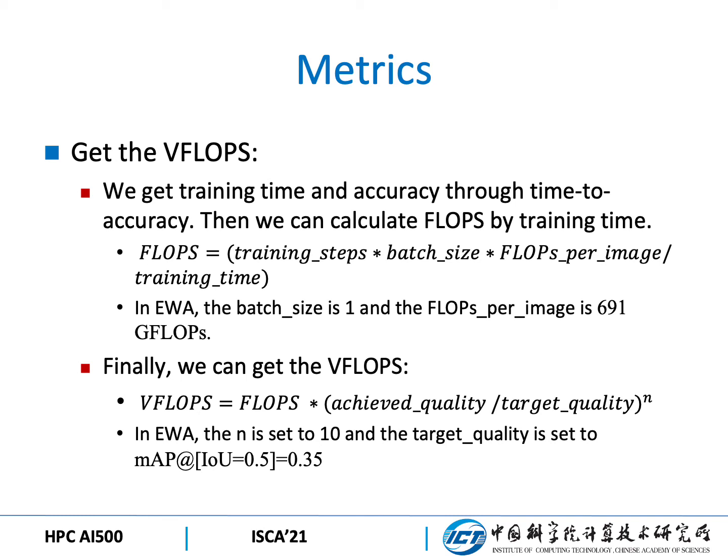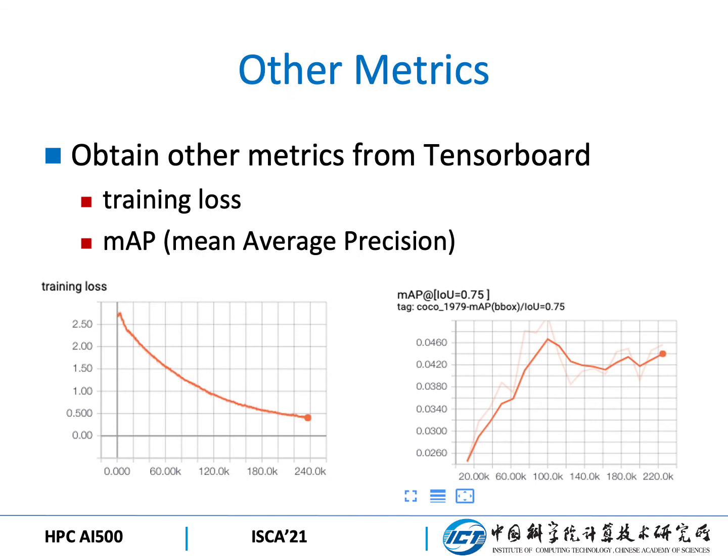In extreme weather analysis, the batch size is 1 and the FLOPS per image is 691 GFLOPS. Finally, we can get the valid FLOPS by the following formula. In extreme weather analysis, the n is set to 10 and the target quality is set to mAP equal to 0.35. In addition to the time to accuracy and the valid FLOPS, we can also obtain other metrics from TensorBoard, such as training loss and the achieved quality.